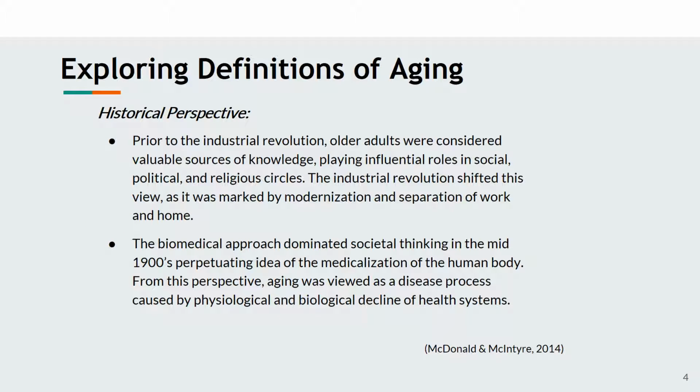When we think about definitions of aging, we need to think about the perspective that we're coming from. The definition will change based on that perspective. Starting with a historical perspective, prior to the Industrial Revolution, older adults were considered valuable sources of knowledge. They played influential roles in social, political, and religious circles. The Industrial Revolution shifted this view and was marked by modernization and a separation of the work and home.